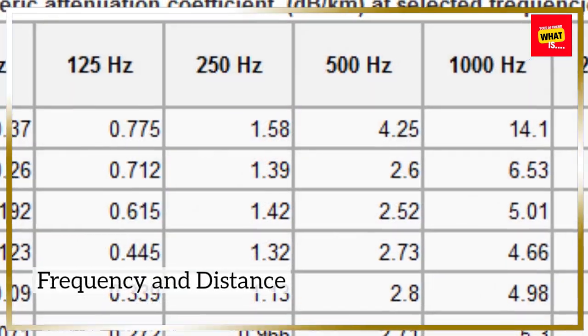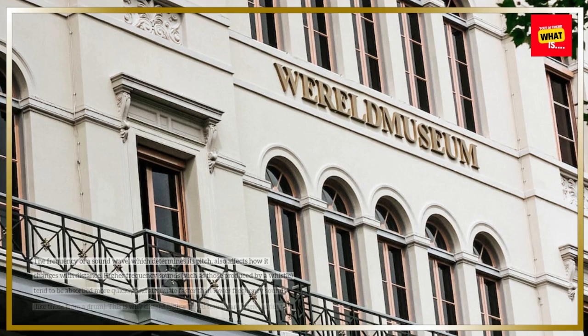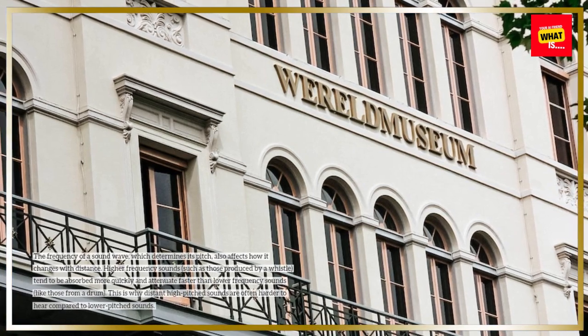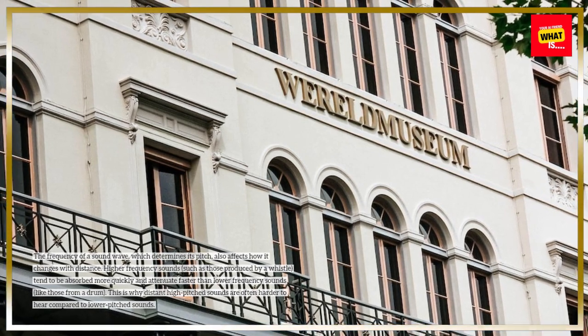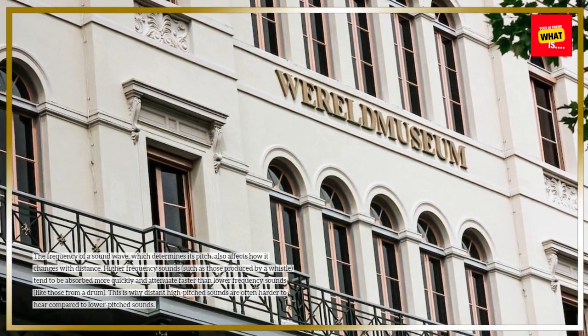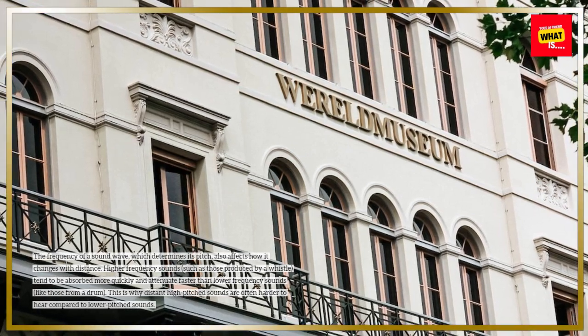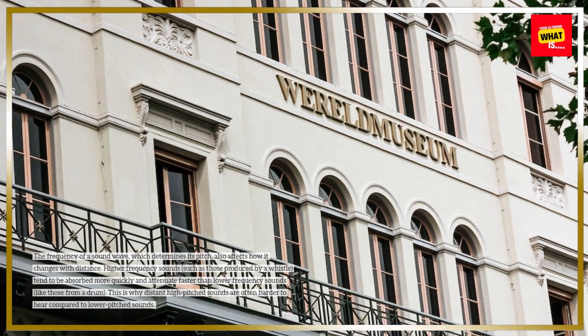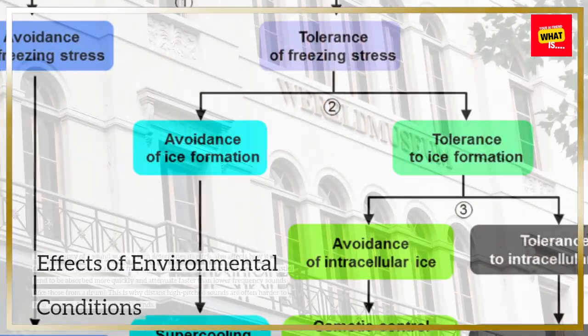Frequency and distance. The frequency of a sound wave, which determines its pitch, also affects how it changes with distance. Higher frequency sounds, such as those produced by a whistle, tend to be absorbed more quickly and attenuate faster than lower frequency sounds, like those from a drum. This is why distant high-pitched sounds are often harder to hear compared to lower-pitched sounds.